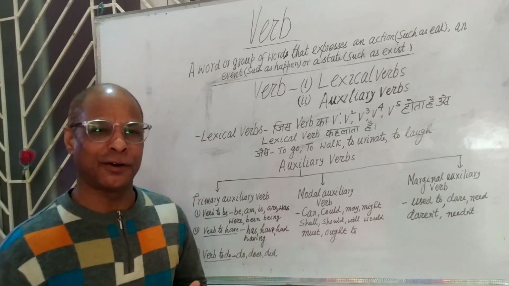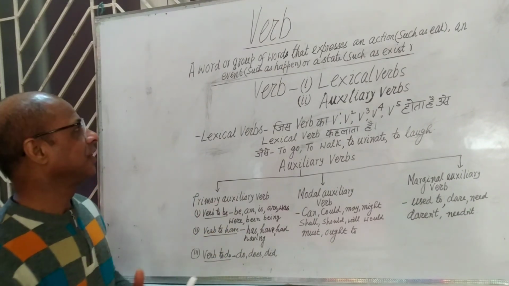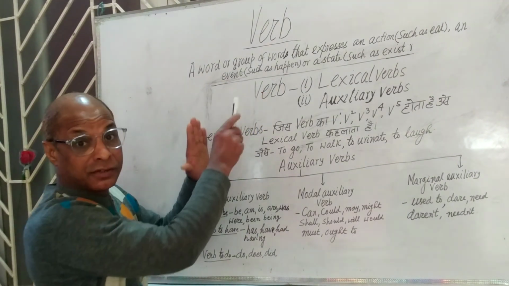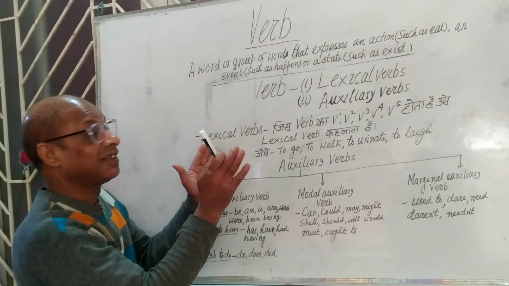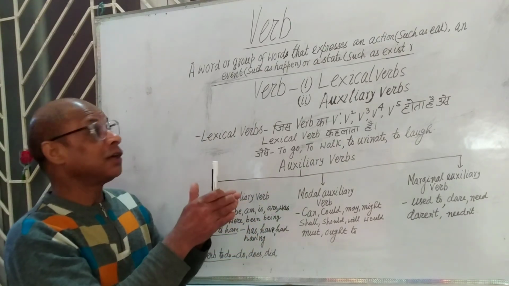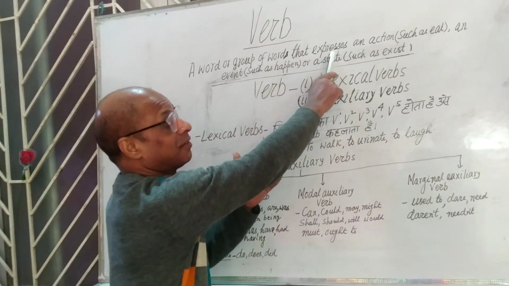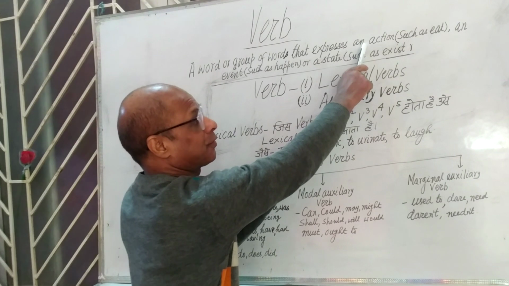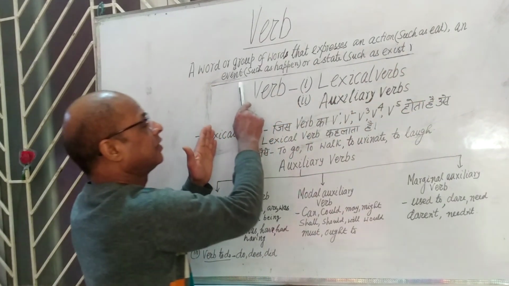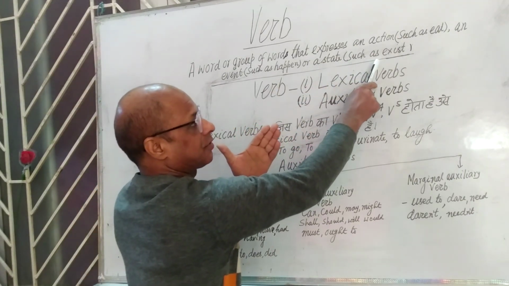So I have written on the board, reader. I will take you towards the board. See towards the board. The definition is: a word or group of words. It may be a single word or may be a group of words. It's not that a verb has to be single-worded. It may be multi-worded, that expresses an action such as eat, an event such as happen, or a state such as exist.